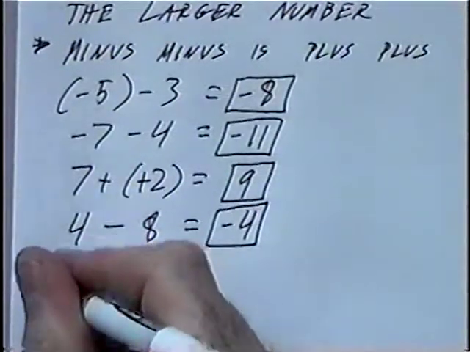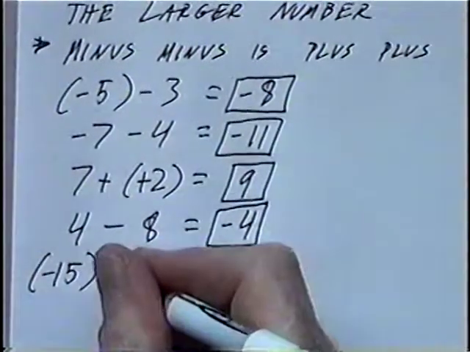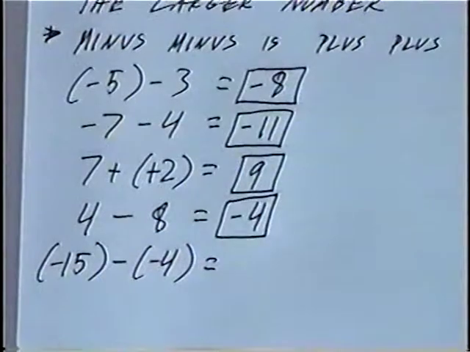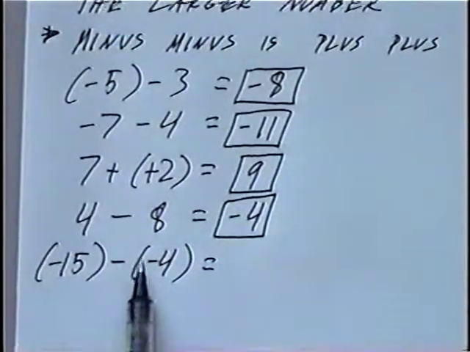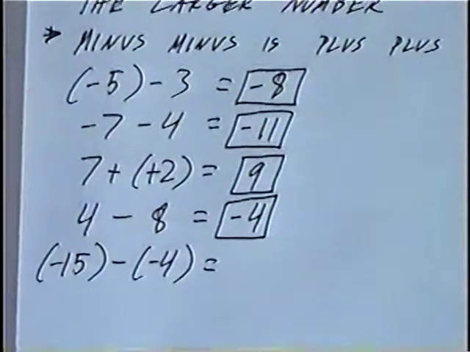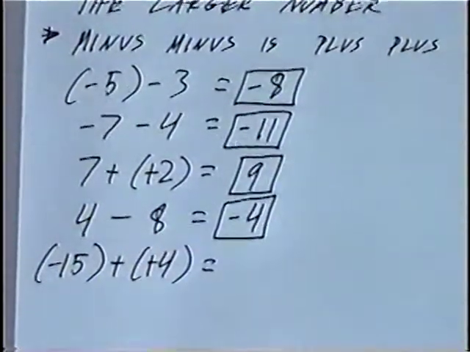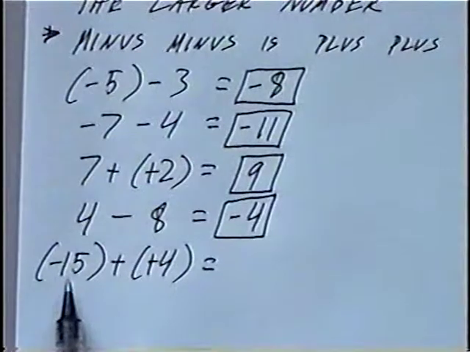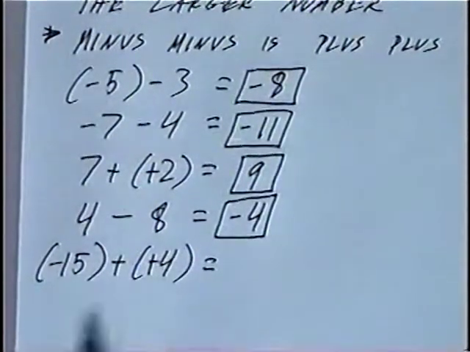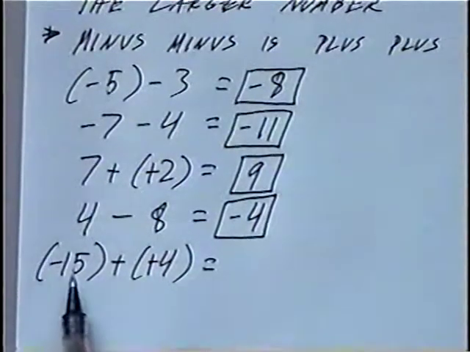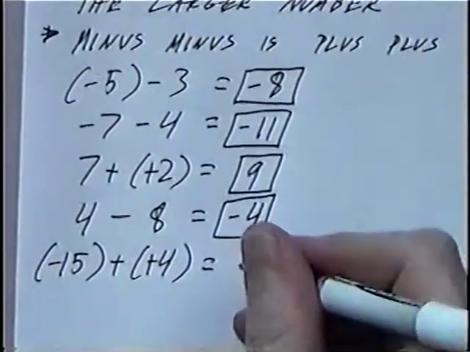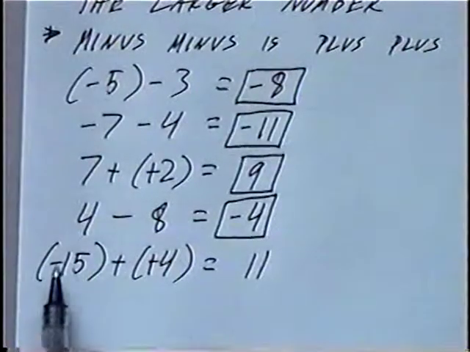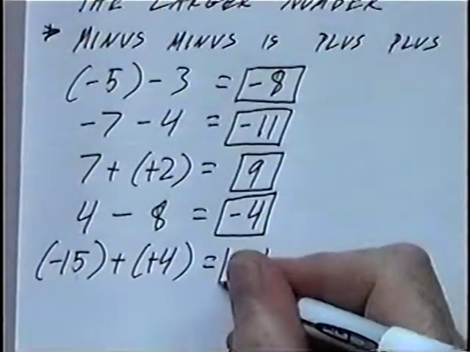Next question we'll look at. Negative 15 minus, in parentheses, negative 4. And again, on this question, we have two minuses with no number between them. When we have minus minus, we can change that to plus plus. So the problem will change to negative 15 plus 4. We have a negative 15 and a positive 4. Different signs. Anytime we have different signs, we'll subtract. 15 minus 4 would be 11. Now always remember, look at your bigger number. In this case, 15 is the bigger number. The sign in front, negative, goes with the answer. Negative 11.